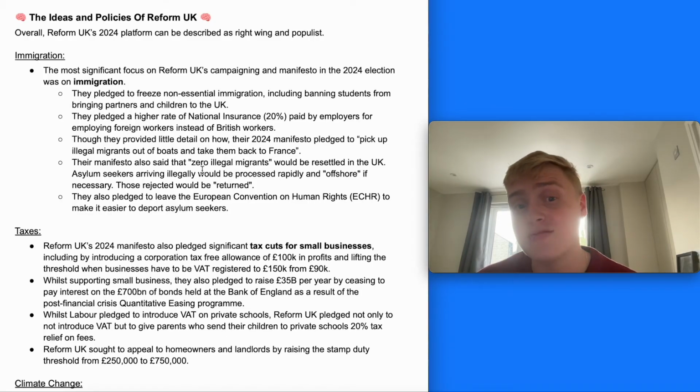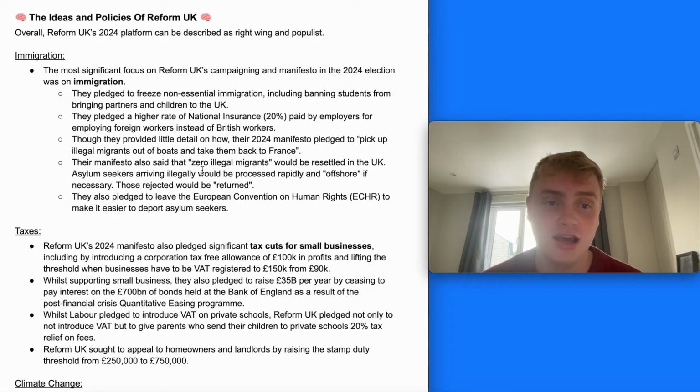They pledged a higher rate of national insurance paid by employers employing foreign workers. They didn't provide much detail on how, but their manifesto pledged to pick up illegal migrants out of boats and take them back to France. Their manifesto also said that 0 illegal migrants would be resettled in the UK. Asylum seekers arriving illegally would be processed rapidly and offshore if necessary, and those rejected would be returned. And crucially, they also pledged to leave the European Convention on Human Rights to make it easier to deport asylum seekers.